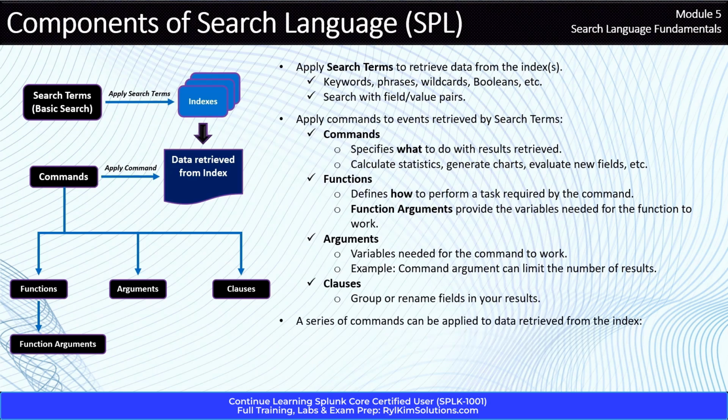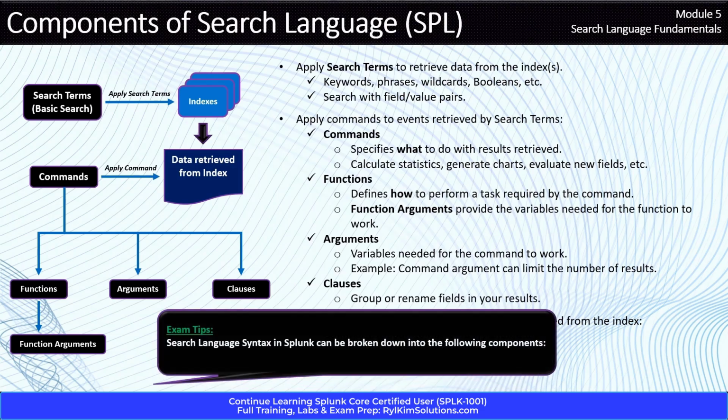Now, a series of commands can be applied to data retrieved from the index. What we're trying to say here is, when you retrieve that data from the index, you apply a command. It doesn't mean that it ends there. You can apply a command, do something with the data, apply another command, do something with the data, apply another command. And when you apply multiple commands on that data, these commands have to be separated by a pipe character in Splunk. When you have a series of commands with these multiple pipe separations, this is what you refer to as the search pipeline in Splunk.